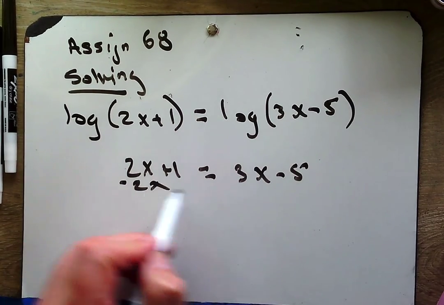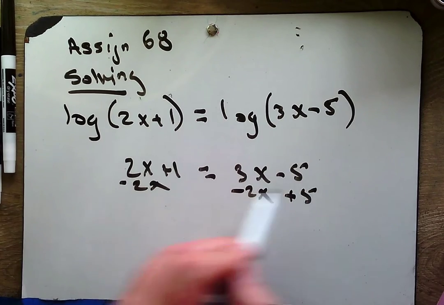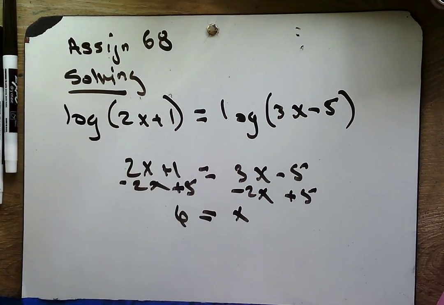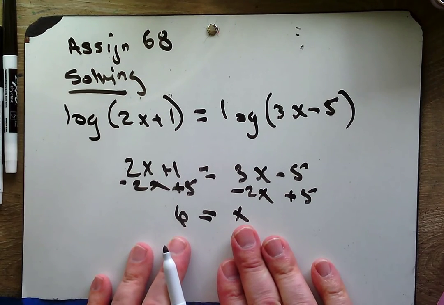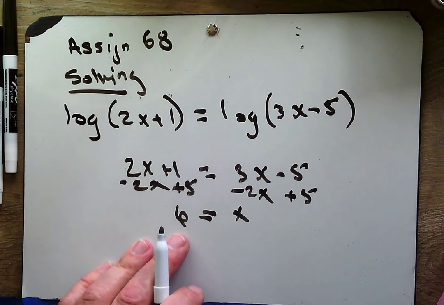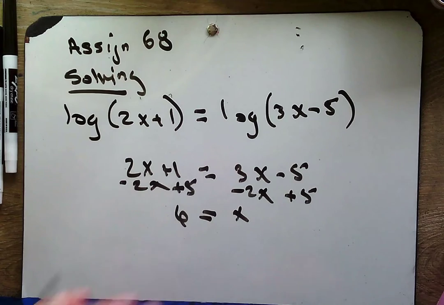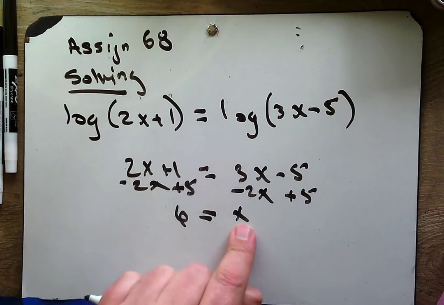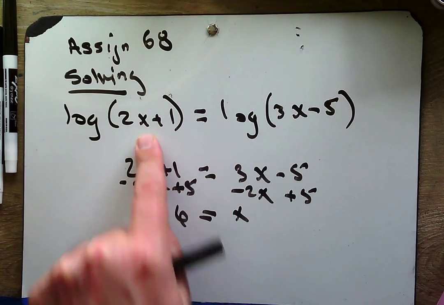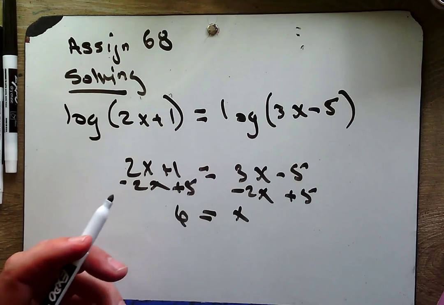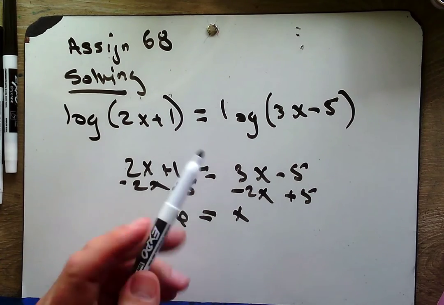All right, I'll subtract 2x from both sides. I'll add 5 to both sides, and I'll get x equals 6. Remember, log equations are must checks, and we know that because log equations have a restricted domain, right? They have that big old vertical asymptote. I can't take a log of a negative number. So I'm going to have to check by plugging this back in either here or here to make sure I don't get the log of 0 or the log of a negative number.